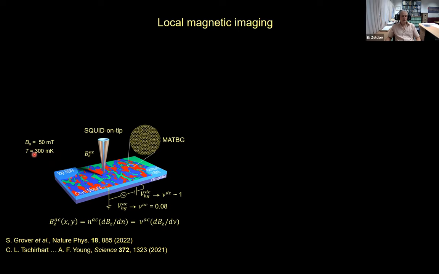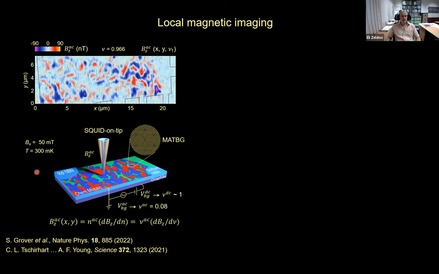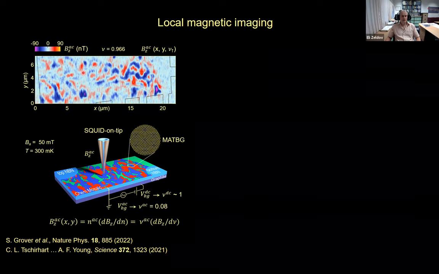We are at 300 millikelvin. Applied field is very small, 50 millitesla. And this is what we measure. So this is the position along the sample in microns. And this is the AC magnetic field that we measure locally in units of nanotesla. So these are very weak signals. And we're in this particular case near filling factor one.